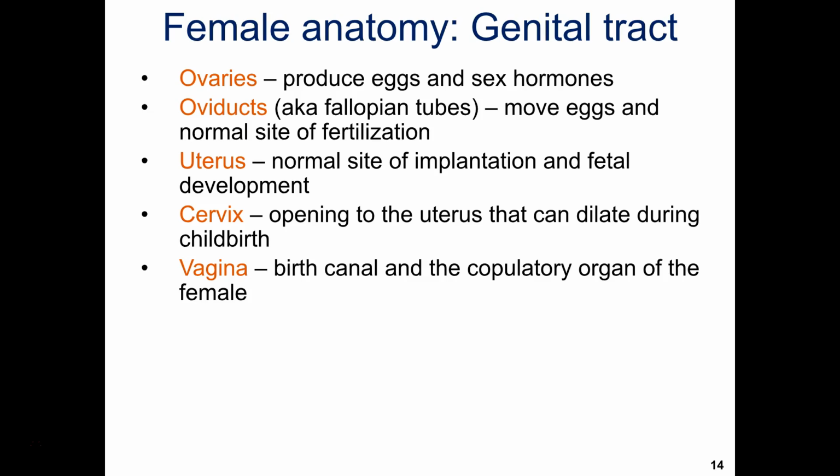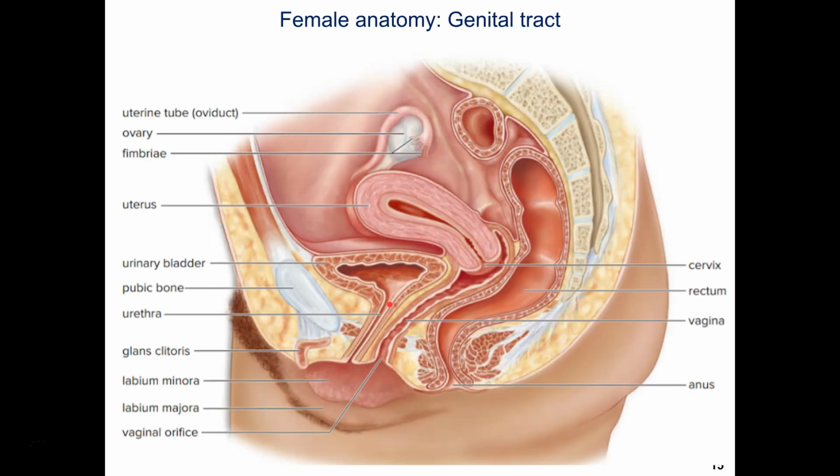Then you have the uterus, which is the site of implantation and fetal development. That's actually where pregnancy occurs. You have fertilization happening in the oviducts. And then once that implants into the uterus, that's when the pregnancy actually begins. You have the cervix, which is the superior most part of the vagina. It's the top part of the vagina, and that's the opening from the vagina into the uterus. And this can dilate during childbirth so that the kid can get out. And then you have the vagina itself, which is the birth canal and copulatory organ of a female.